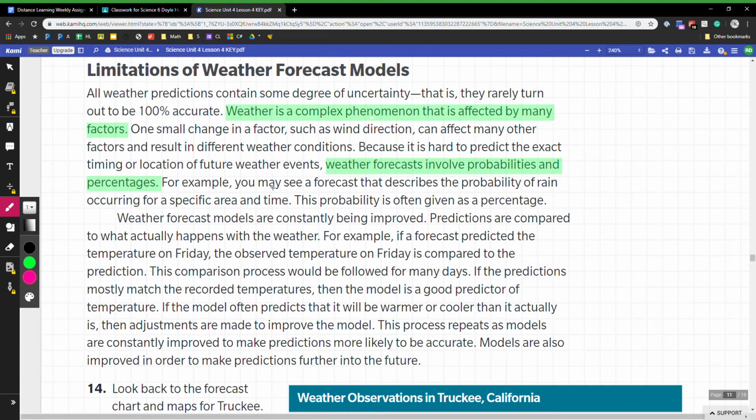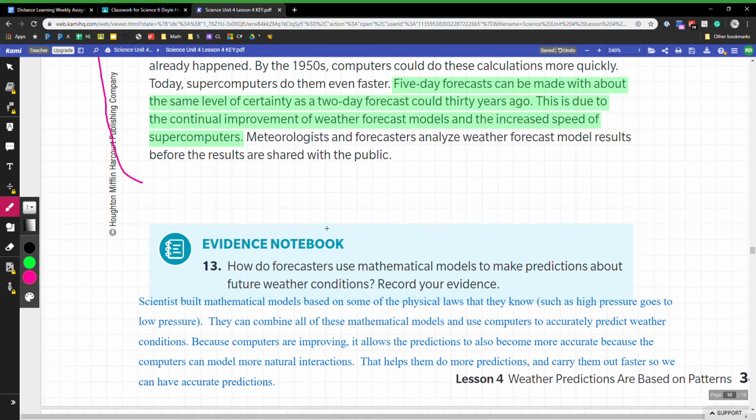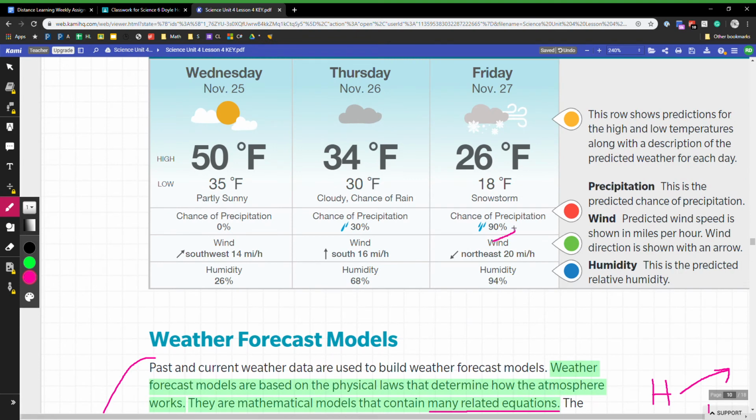So limitations of weather forecast models. So they're rarely 100% accurate, right? Weather is a complex phenomenon that is affected by many factors, and weather forecasts involve probabilities and percentages. So oftentimes you see in weather forecasts, like up here, right? These are percents. Why are they percents? Because they're probabilities. So it could not rain this day. There's a 10% chance it's not going to rain, but it probably will.